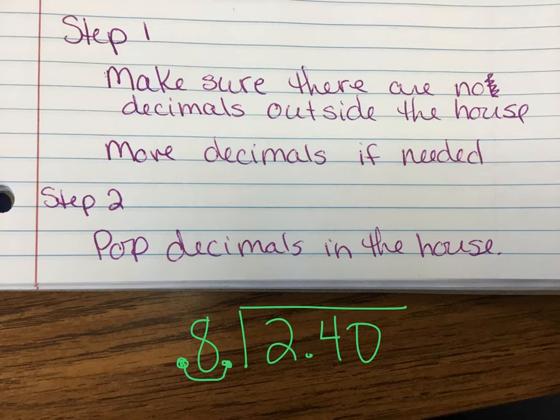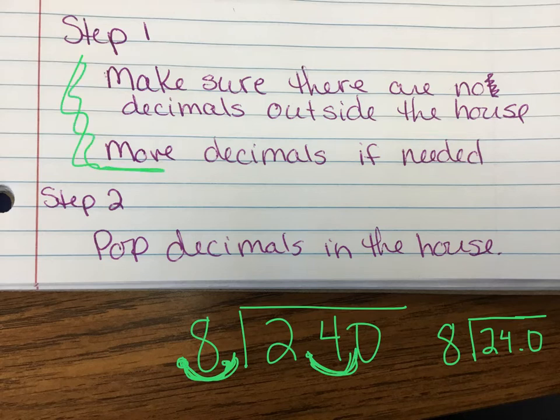So the same thing would happen here. Anything I do outside the house, I have to do in the house too. So then I have a new problem of 24.0 divided by 8, because my decimal moved once here and once here. We count how many times it moves outside to move it inside. And that's what this step is talking about. Go ahead and write that down.